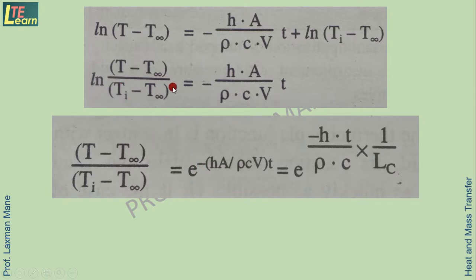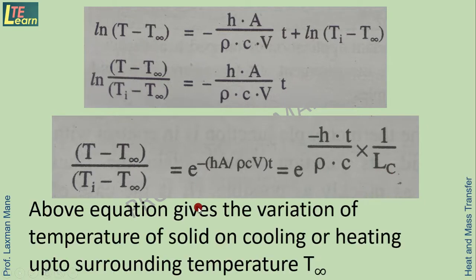So here, taking antilog of both sides, we have on the left side T minus T infinity divided by Ti minus T infinity, and the antilog of this term, that is e raised to minus hA upon ρ C V into t, is equal to this. We can write it in this way. Here the Lc term comes. This equation gives the variation of temperature of a solid on cooling or heating up to the surrounding temperature. This Lc is called the characteristic length.